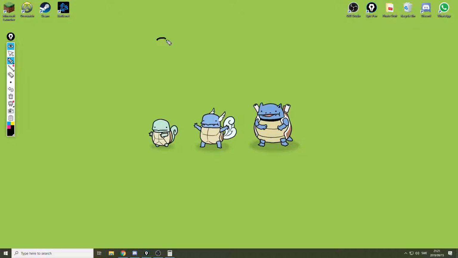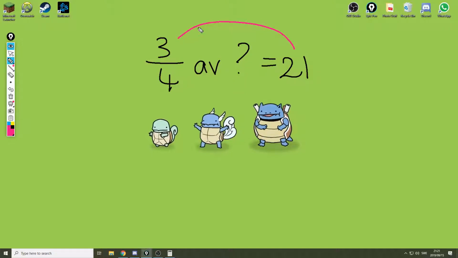Our first section, 1.5, was pretty straightforward. An example of this: 3/4 of something is going to give me 21, and I need to figure out what that 21 is. We learned a nice little trick where if I just divide by the number at the top and multiply by the number at the bottom, I'm going to get my answer.